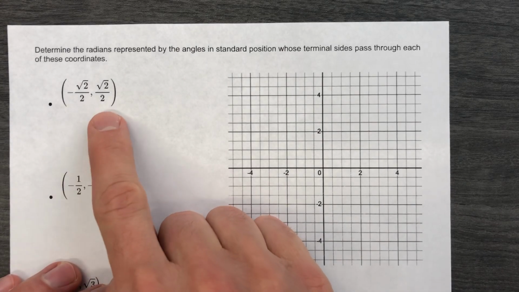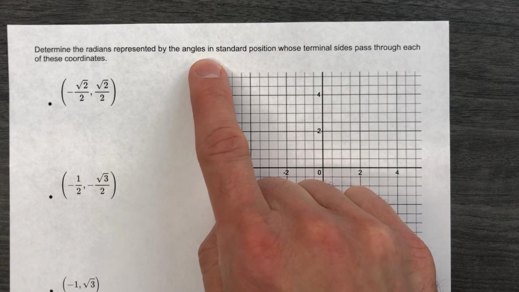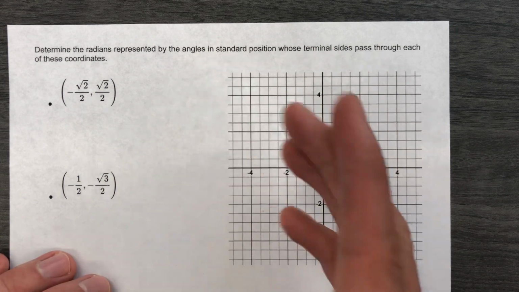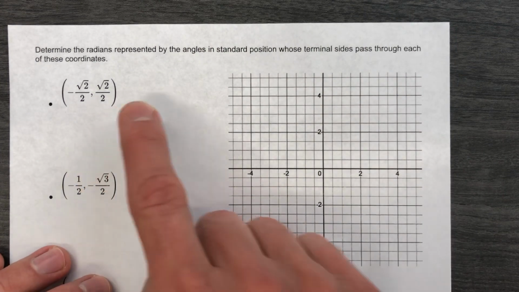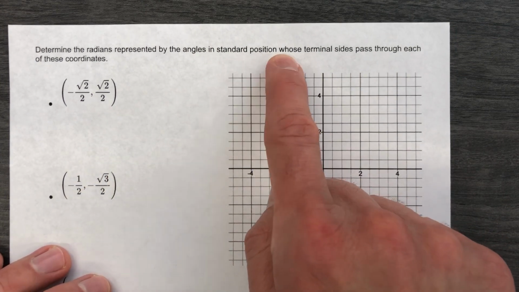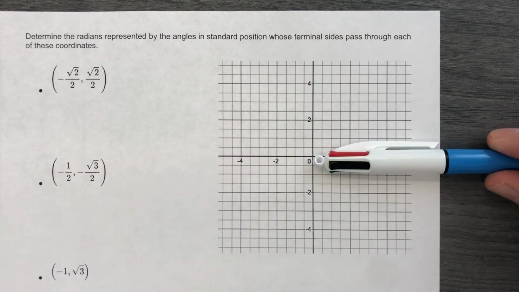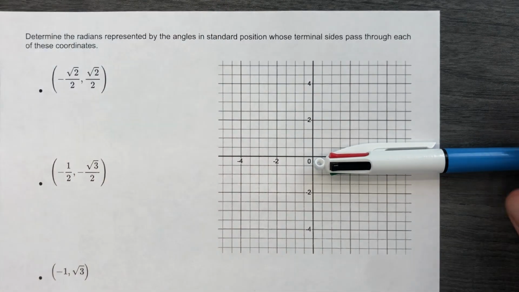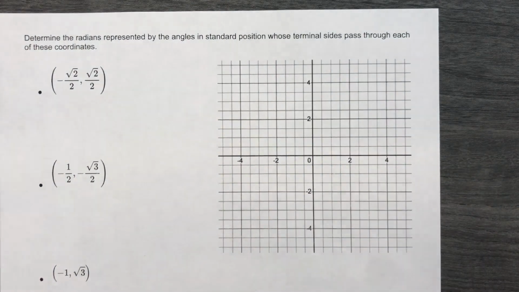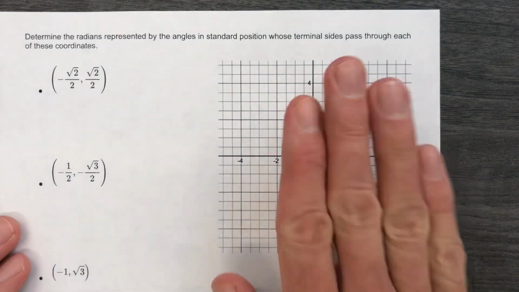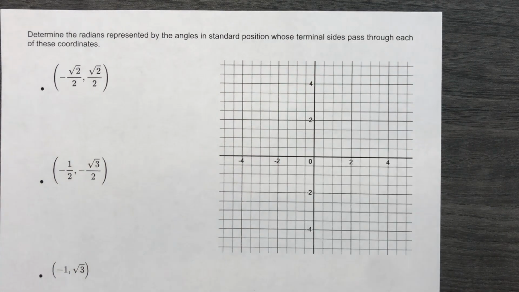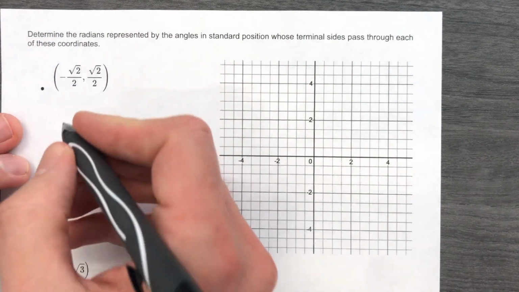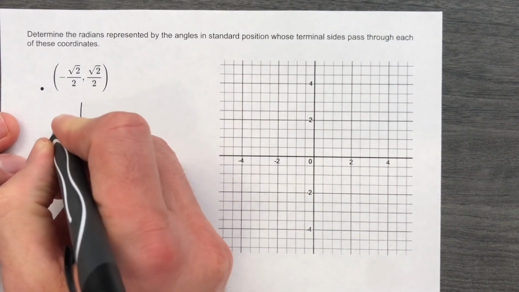Sometimes you're going to be given a set of coordinates and asked to find the angle, whether in radians or degrees, that would pass through that coordinate in standard position. That means you have 0 here and then it swings around that way. That's what we mean by standard position for an angle. You can use the coordinate plane here, but I'm not going to use it much, if at all, because I'm just going to draw them.